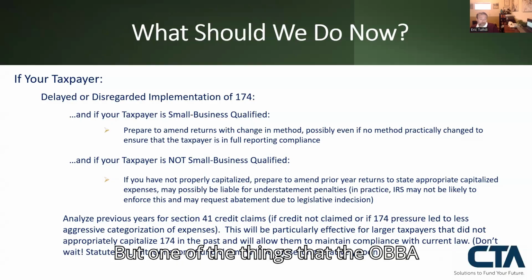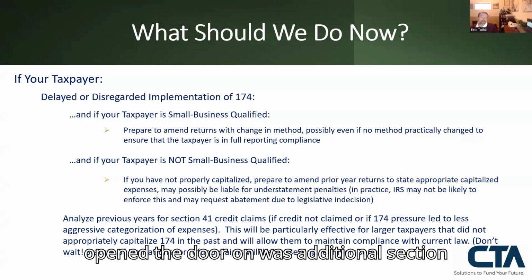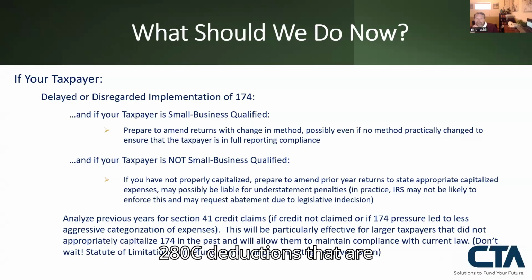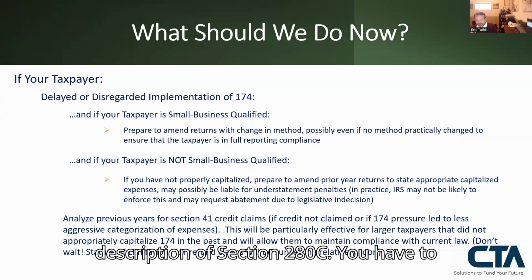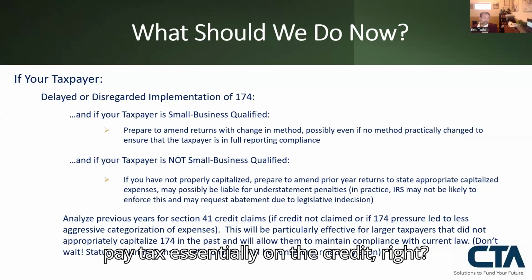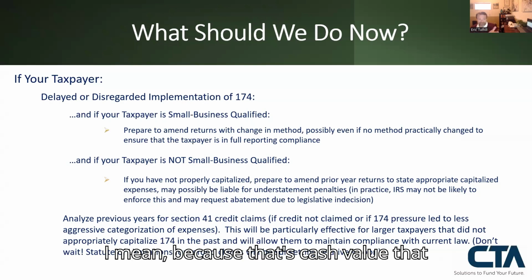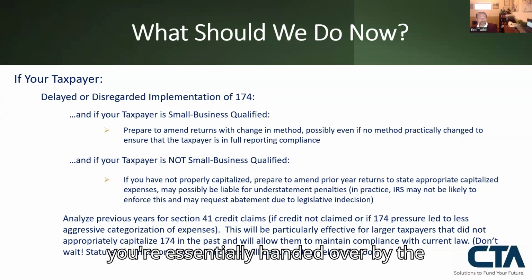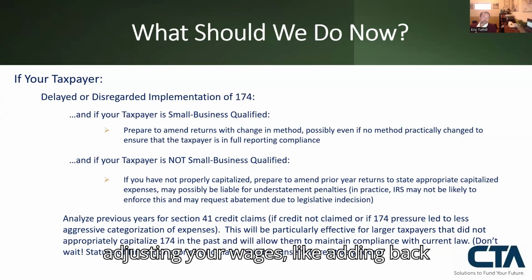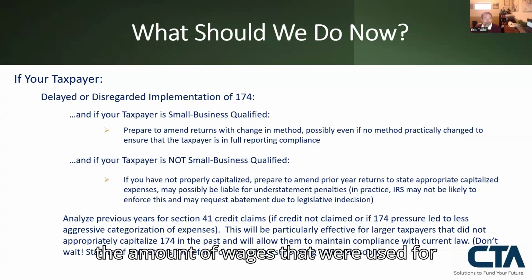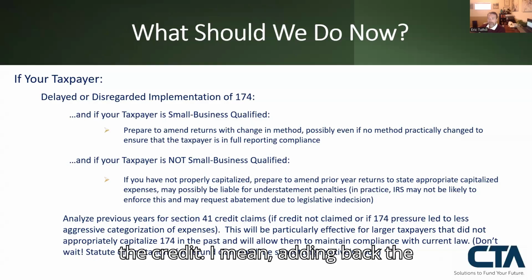But one of the things that the OBBA opened the door on was additional Section 280C deductions that are allowed. Just a real quick description of Section 280C: you have to pay tax essentially on the credit, right? Because that's cash value that you're essentially handed by the government. So you either pay tax through adjusting your wages, adding back the amount of wages that were used for the credit.